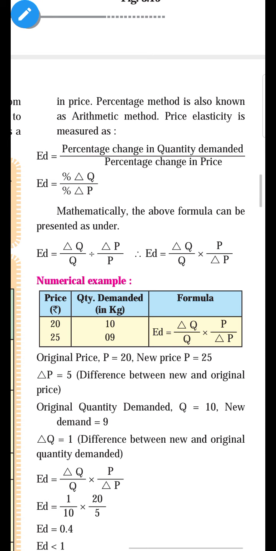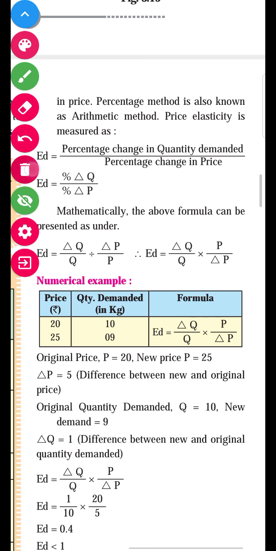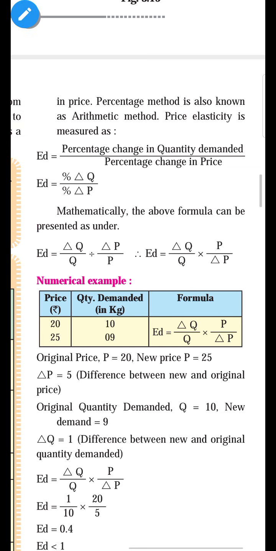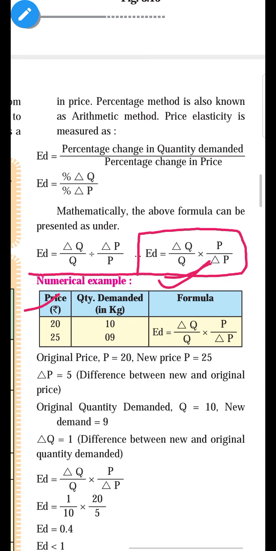Yes, after this equation, the next equation is ED is equal to delta Q upon delta P into P upon Q. Okay students, both equations are the same. So it's all about the formula of the ratio method. That much is the formula of the ratio method. Because of this formula, we can solve this sum, the numerical example given in your textbook.